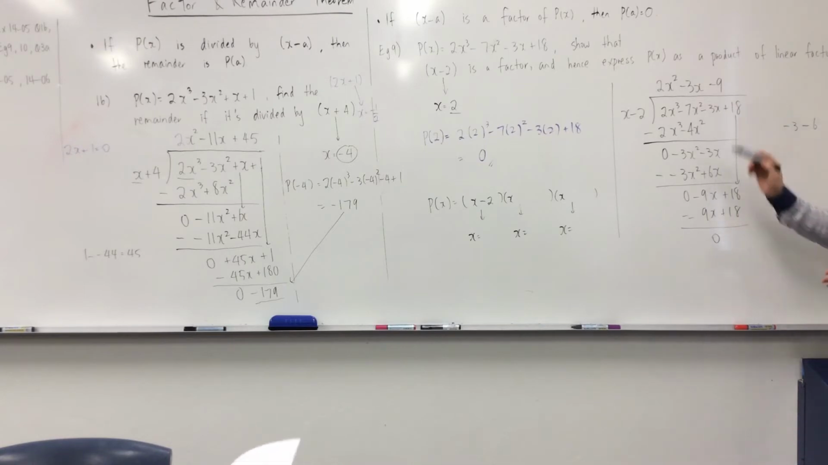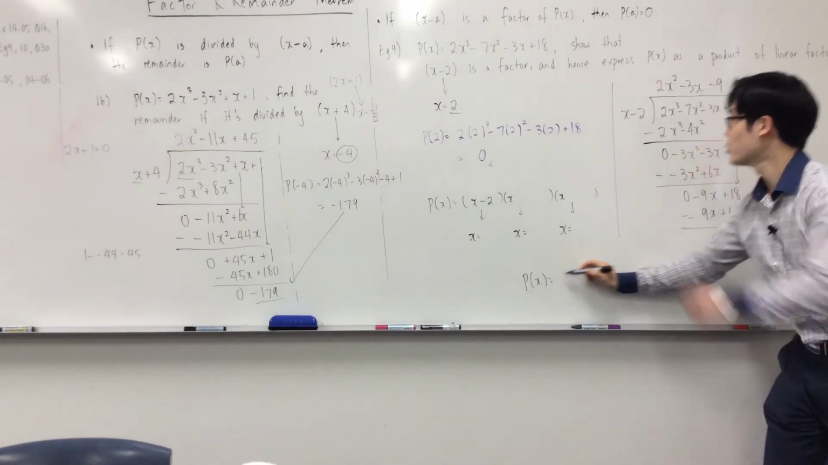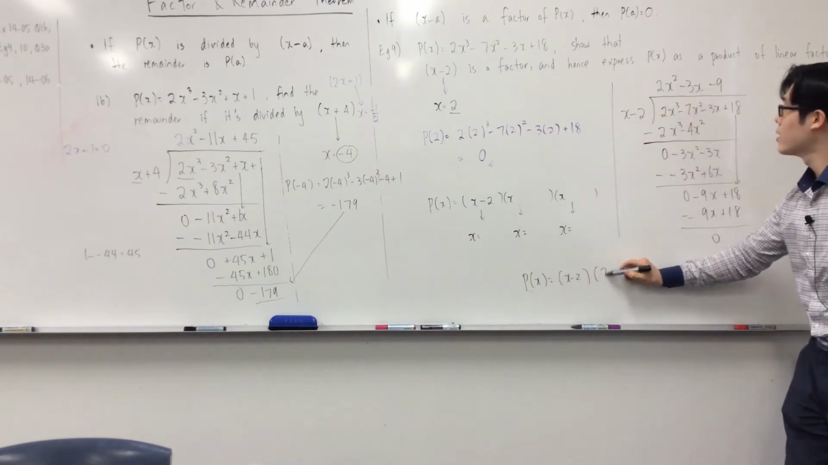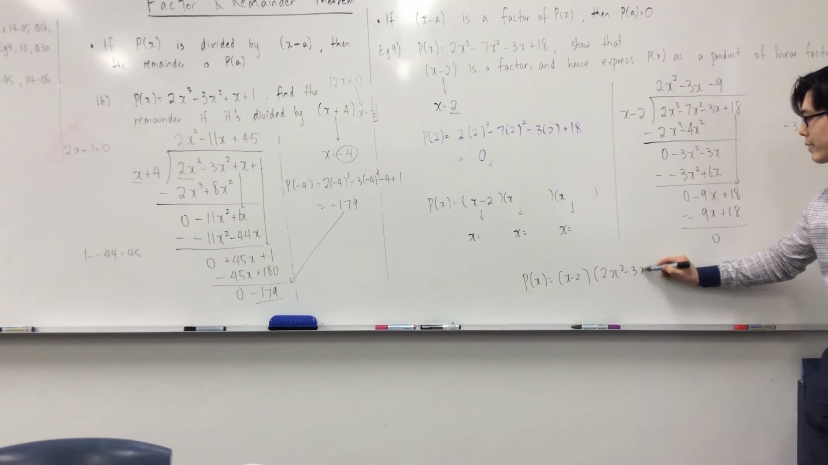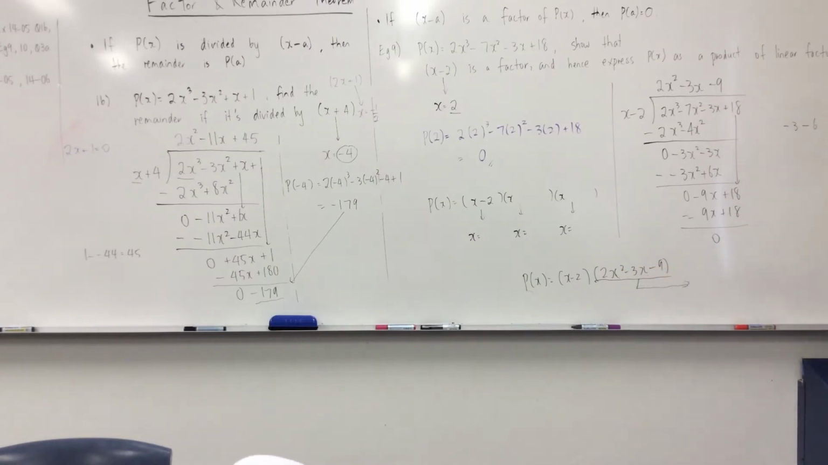Now, the reason why we needed to divide it is because, girls, P(x) is now equal to this times that. But have a look at this second bracket here. Girls, have a look at that. I can further factorize this using the cross method.